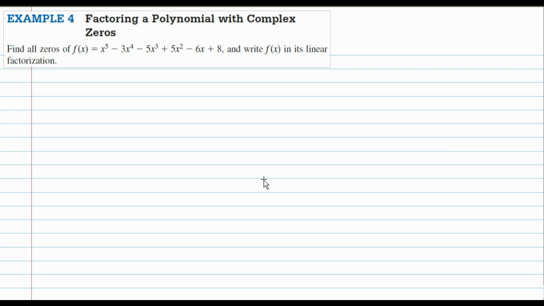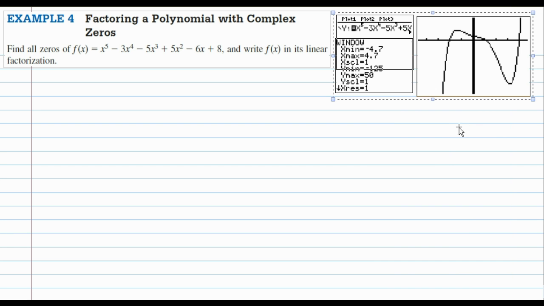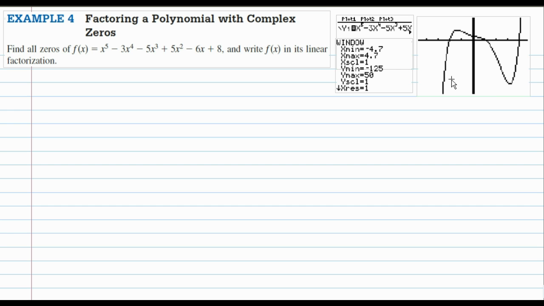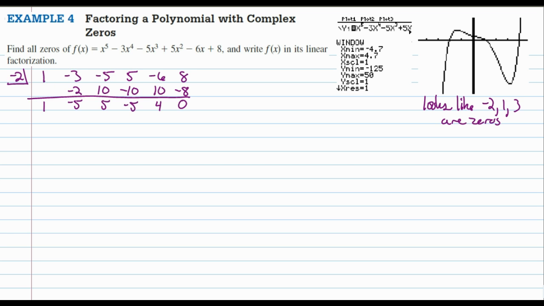We need to start off though with the calculator to give us an idea of where to go with our factors. I took it upon myself to graph, find a good window, and look ahead and see where the zeros are. It looks like I have zeros at -2, +1, and +3. So I'm going to start with -2 and put that into synthetic division. -2 worked. It is a 0.